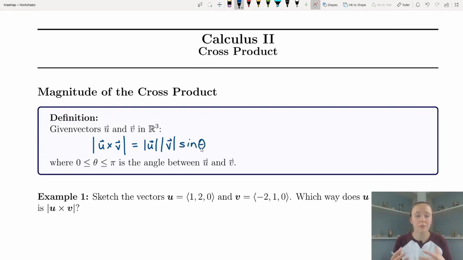So fairly similar to that dot product formula, except remember the dot product was cosine of theta, not sine of theta. And again, because that cross product results in a vector, we need to take the magnitude of that to get that scalar. And again, this is for 0 less than or equal to theta, which is less than or equal to pi. And that theta is the angle between u and v.